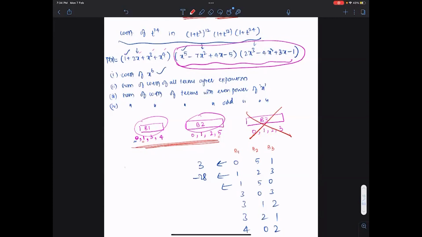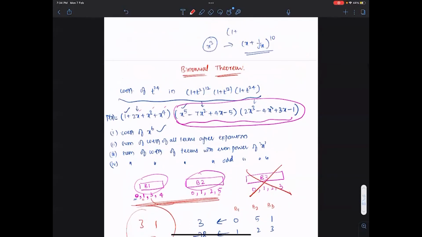1 plus 3, 3 is not there. 3 plus 1, so 3, 1 is one possibility. 4, 0, only two multiplications we are getting. Okay, now coming to this question, what is there?